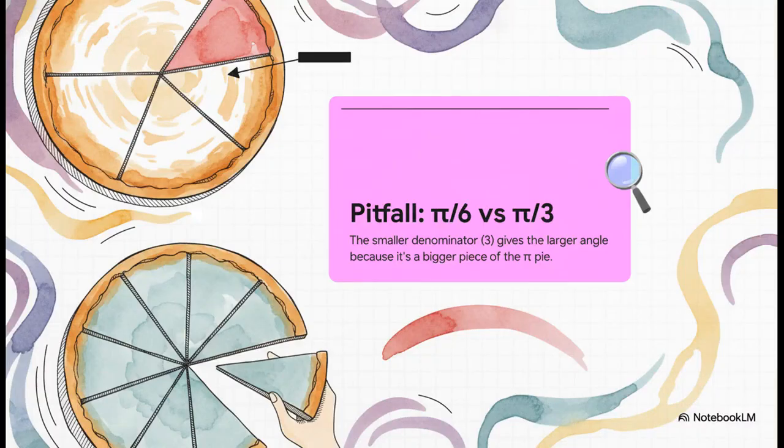Okay, a huge number of students mix up pi/6 and pi/3. They see the 6 and automatically think it's the bigger angle. But here's an easy way to remember it. Think of a pie. If you're dividing a pie by 3, you get a much bigger slice than if you divide it by 6, right? So pi over 3 is the bigger angle.